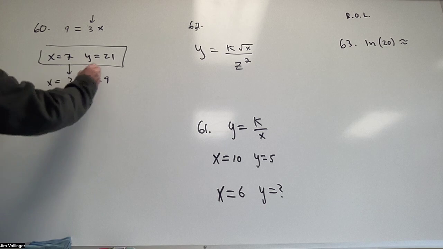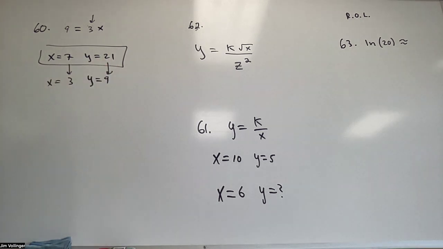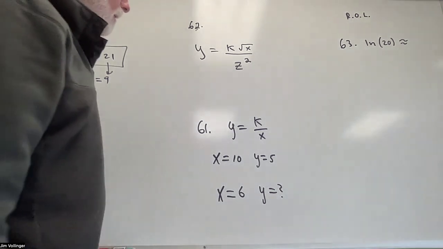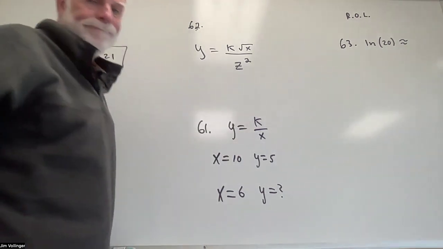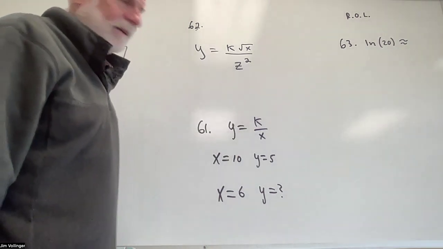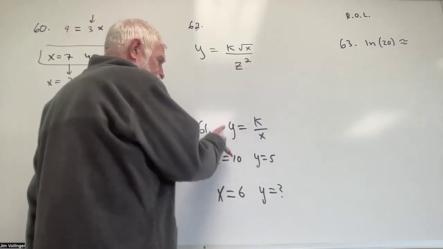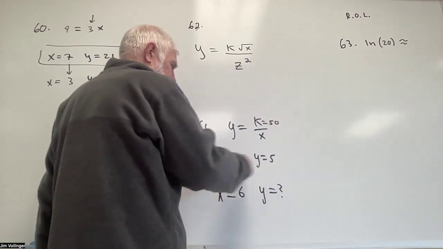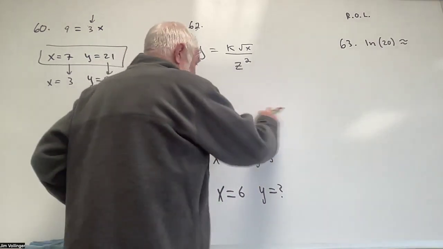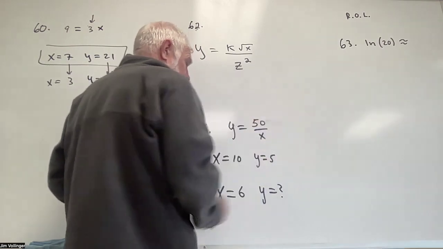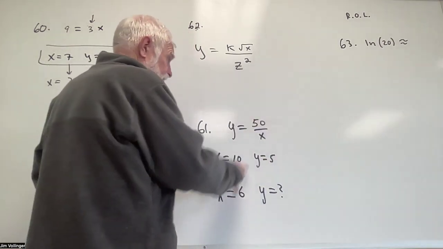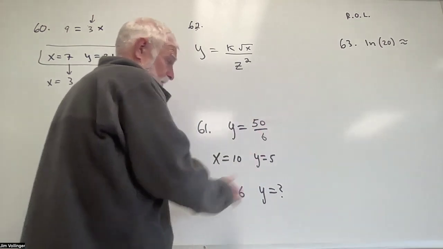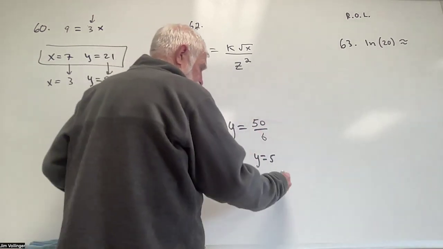Yep, that got smaller and that got smaller. Direct change. And then I gave you this one, I guess. And I'm hoping you know how to read that. Y varies inversely as x. So if y is 5 and x is 10, then I guess this has to be 50, because 50 divided by 5 is 10. That's always the first step. And then what? Plug in 6. You'll get your y, which is 25 over 3.